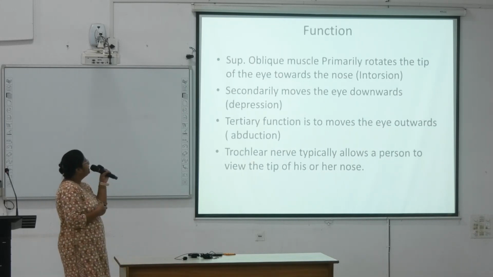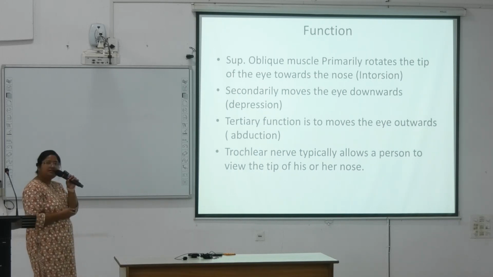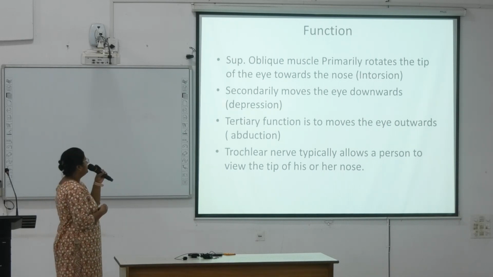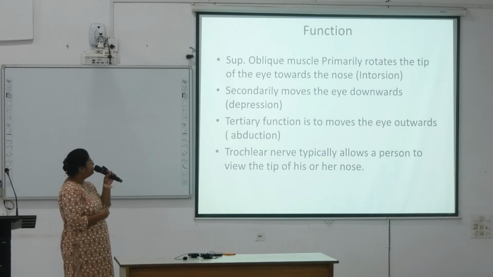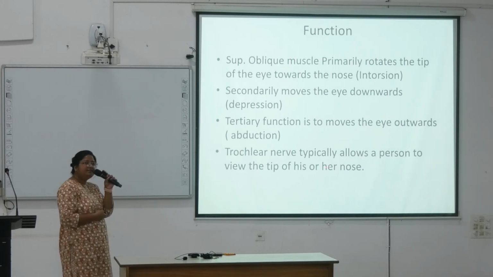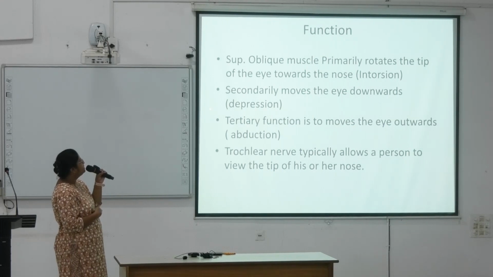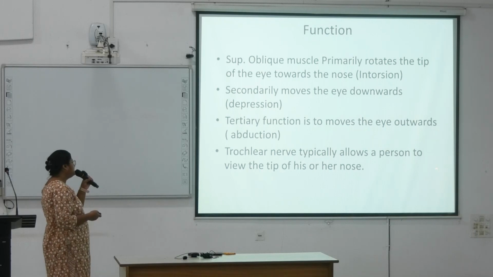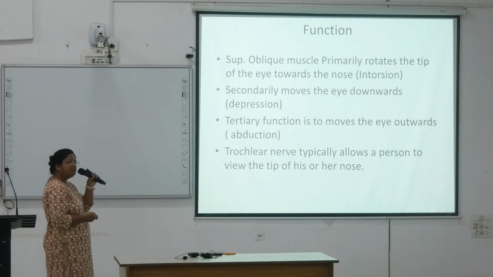What are the functions? The superior oblique muscle primarily rotates the tip of the eye towards the nose. That is, it helps in intorsion. Secondarily, it moves the eye downward, helping in depression of the eyeball, and the tertiary function is to move the eye outward, that is abduction. The functions of the superior oblique: intorsion, depression, abduction. The trochlear nerve typically allows a person to view the tip of his or her nose.